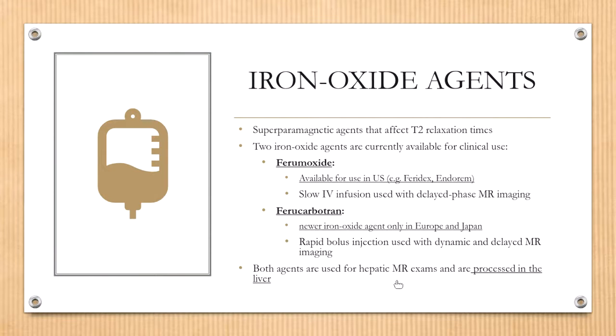Both of these are used for liver imaging, for hepatic imaging, because these agents, these iron oxide agents, are processed in the liver. We know that the liver processes a lot of blood, and so that is why these iron oxide agents work best in liver imaging.